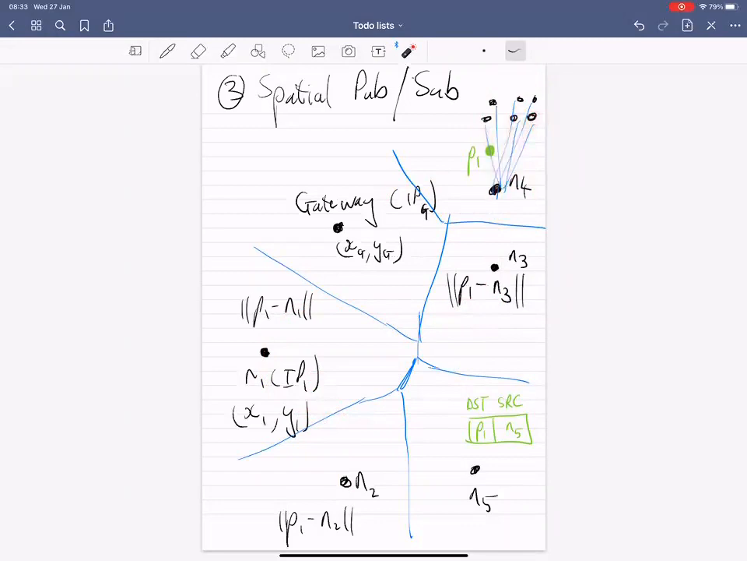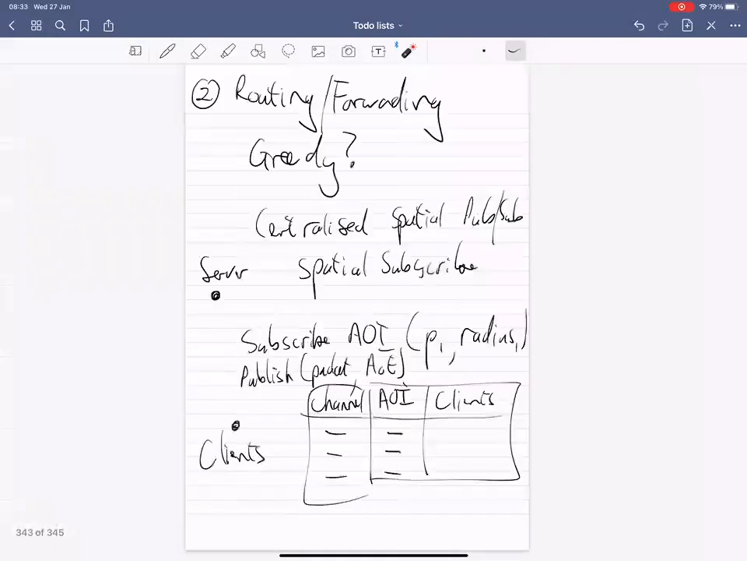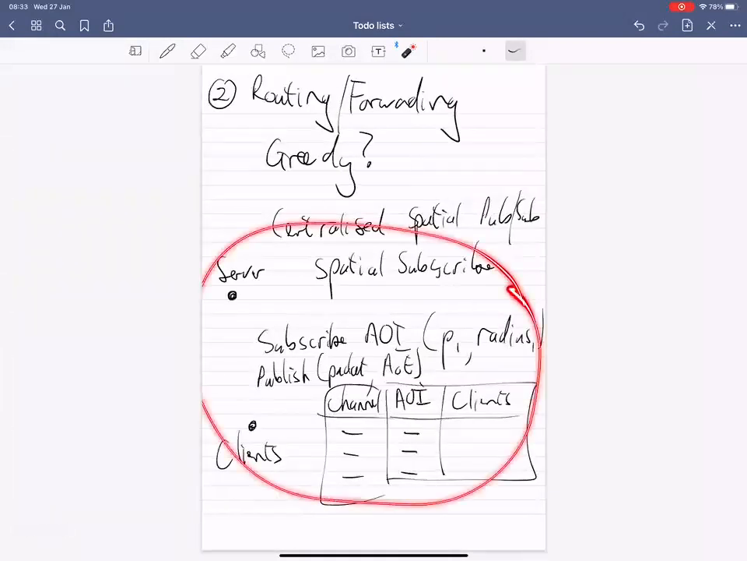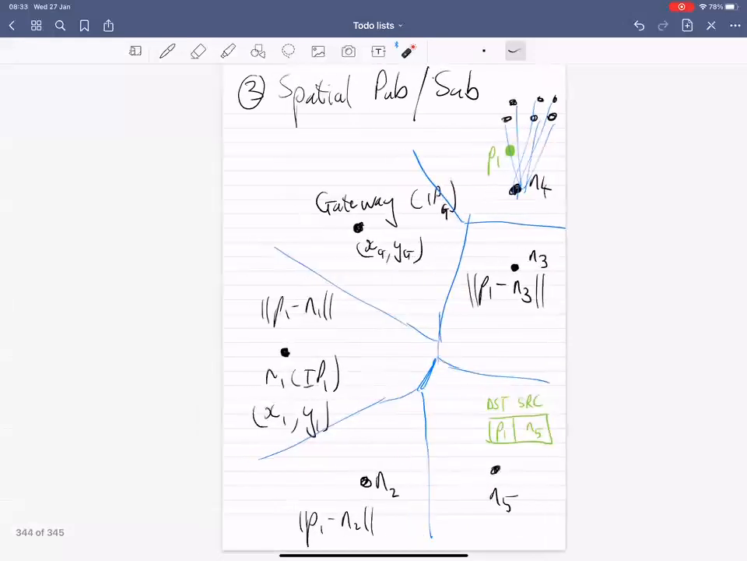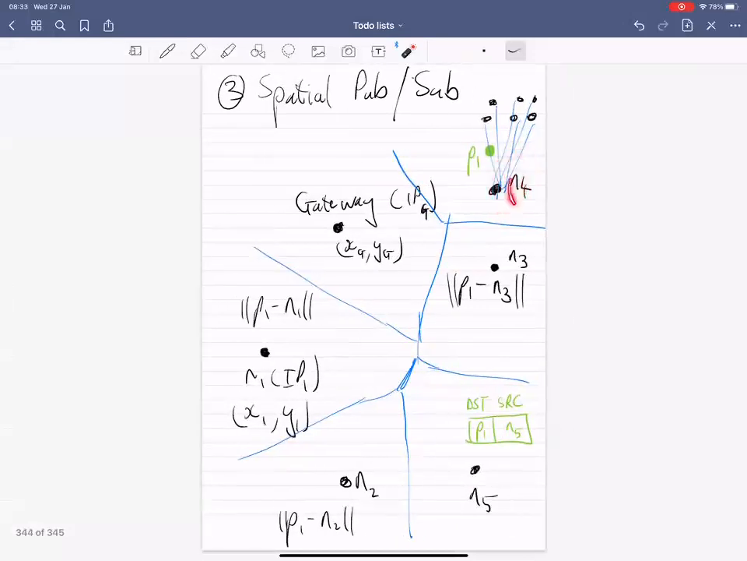So which of them needs to receive it? This is basically a centralized spatial PubSub. So node 4 is basically acting as a centralized PubSub just for these nodes over here. And then you could do something similar if you have nodes over here and nodes over there.